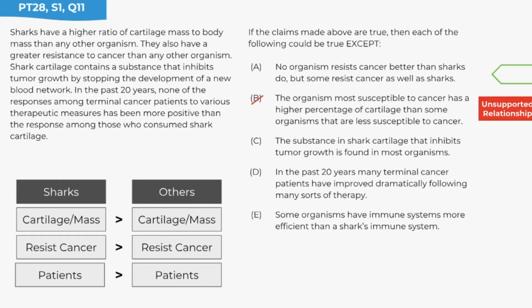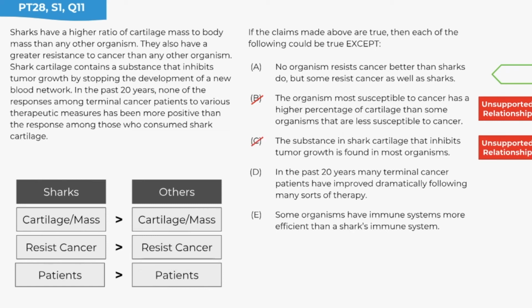That's an unsupported relationship. Answer choice C says the substance in shark cartilage that inhibits tumor growth is found in most organisms. Well, this gets back to that third statement that we kind of passed by, but we don't know whether that particular substance is found in any other organism. They dropped the conversation in the third statement. So this is simply an unsupported relationship.